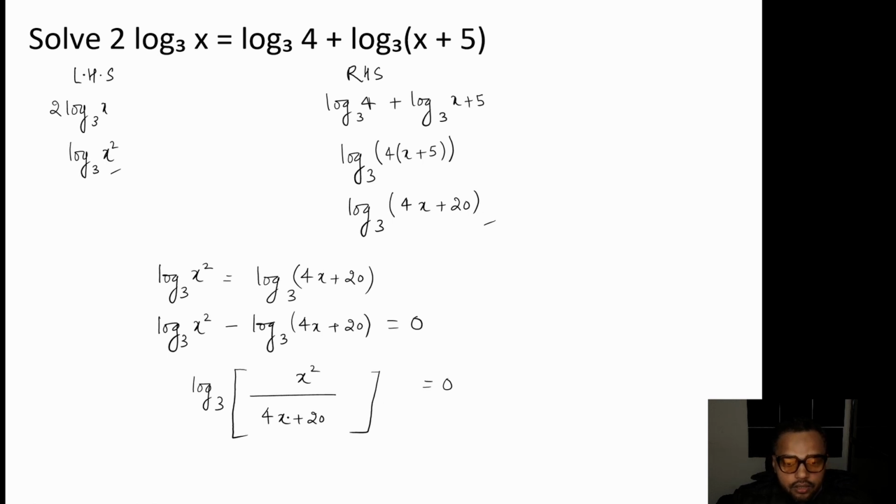Now if I expand it further into exponential format, from first this is in the logarithmic form. So if I want to calculate in exponential format, I'm opening it directly, so on the right hand side it will be 3 raised to the power 0. So it could be written as x square upon 4x plus 20 equals 3 raised to the power 0, which will be 1.